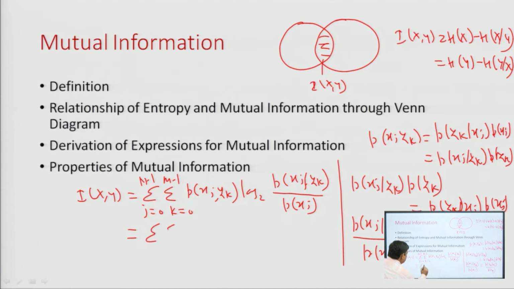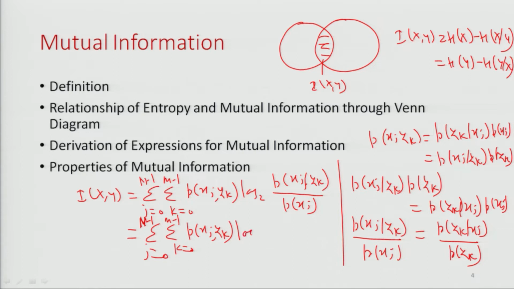Then this equation becomes the summation for j from 0 to n minus 1 and k from 0 to m minus 1 of the joint probabilities p(xj, yk) times log base 2 of p(yk given xj) divided by p(yk). These are the two expressions for I(X;Y) that we derived in the last class also.